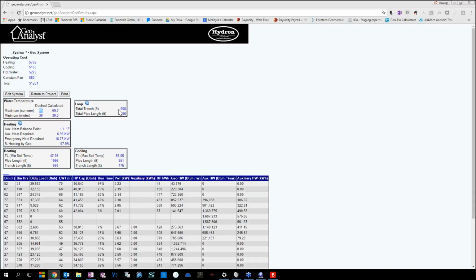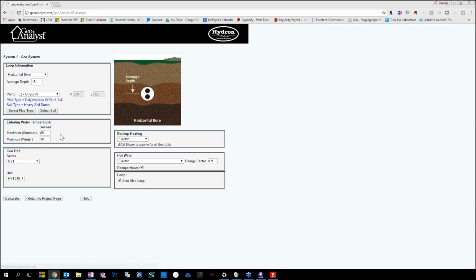When you look at our total trench required, 998, that's the length of bore. So if I look at that 998 divided by 4, it's asking me to do 250-foot bores on this project if I want to maintain a 30-degree loop. Let's go back and edit the system. I'm going to take a look at this. If I allow this thing to go down to a 25-degree loop temp. Now keep in mind, that is at design conditions.